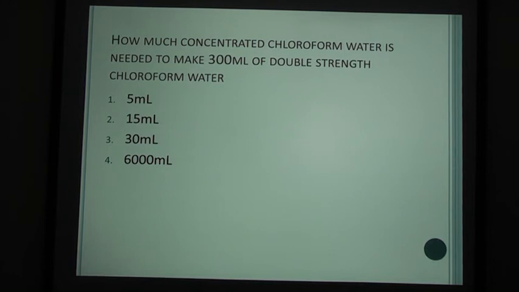So the only thing left now is to actually do some calculations to see how we would use these relationships and the 1-ins and the 1-tos. So how much concentrated chloroform water is needed to make 300 milliliters of double strength chloroform water? Have a go at this. You've got concentrated chloroform water. You want to make 300 ml of double strength chloroform water.